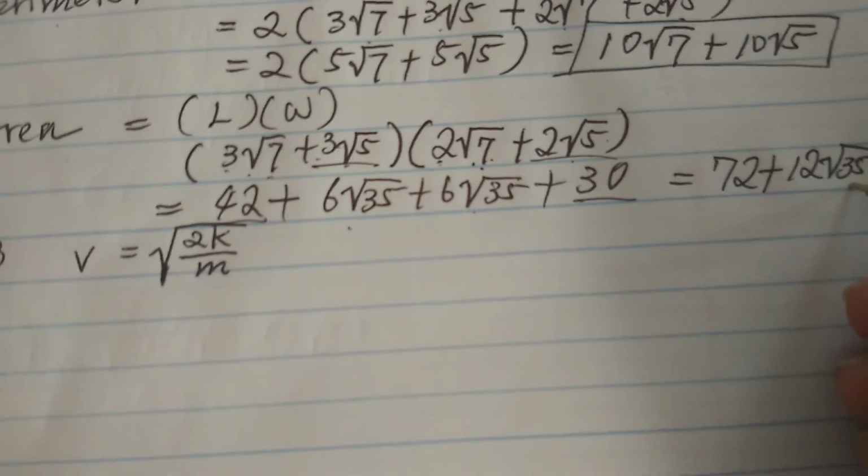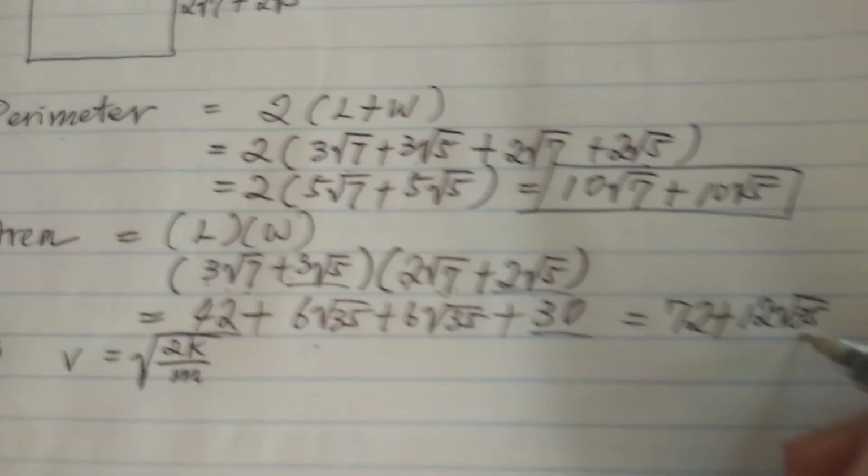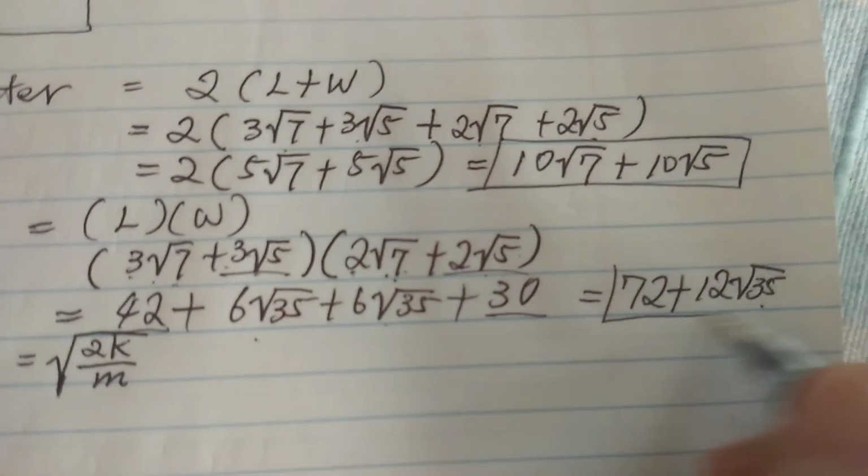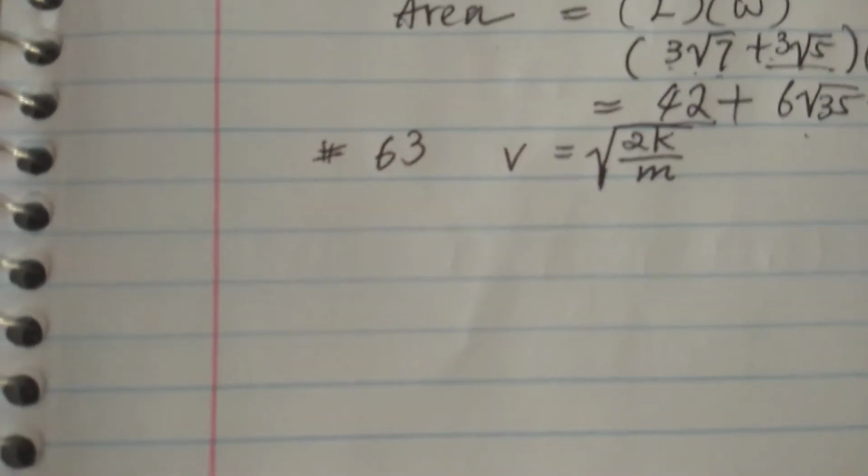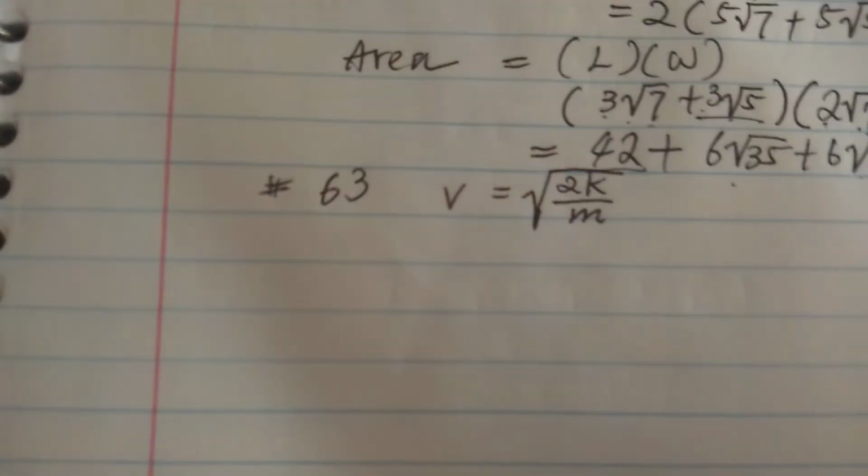Now radical 35 cannot be simplified further because it's 7 times 5, okay? And there's no perfect square in there. So that's it. Okay, finally, number 63. I think a lot of you will have problem with this one.